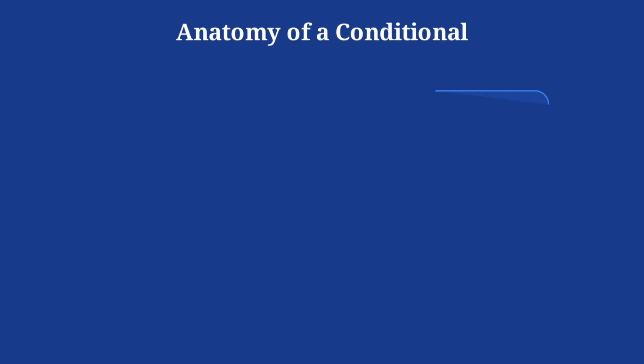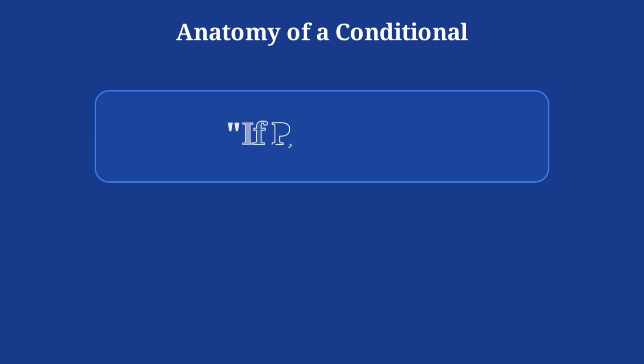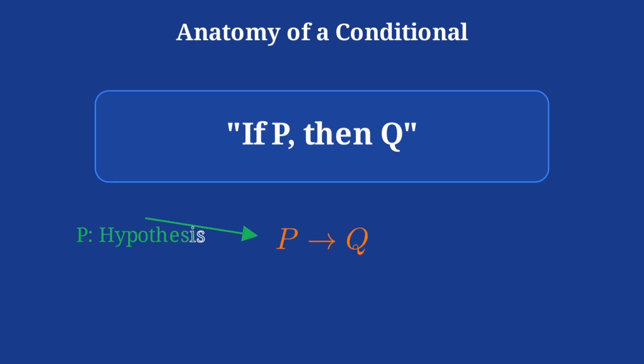Let's break down the anatomy of a conditional. We write it in plain English as if P, then Q. And in logic, we use this symbol, P arrow Q. The P part is called the hypothesis. This is the condition, the if part. The Q part is the conclusion. This is the result, or the then part.